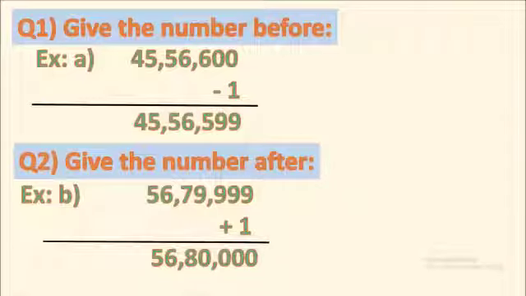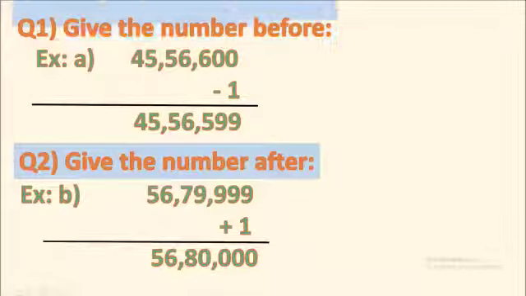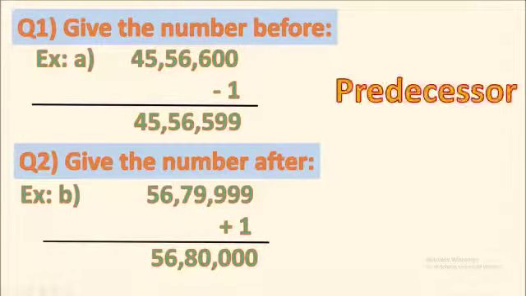So give the number before. That means you have to just subtract 1 from the given number. The number given is 45,56,600, and you are subtracting 1 from it. So you will get 45,56,599 as the answer. We have another name for number before. What is that? Could you remember? Could you tell me? It's predecessor. Predecessor.